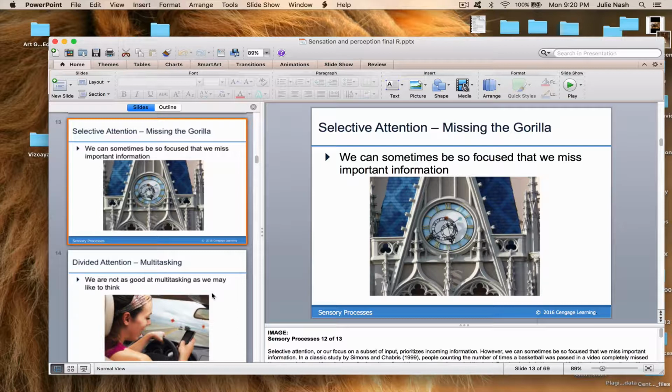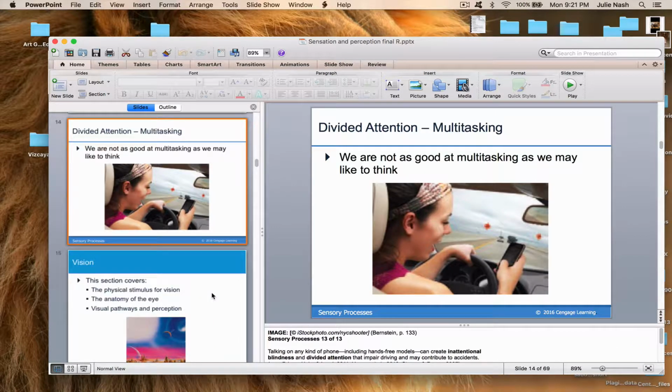The missing the gorilla part is an experiment that people did where they gave people a task in a circle. And as they were doing the task, a man dressed in a gorilla suit came out and waved behind them and then ran out of the room. The people were so engaged in the task because it was competitive that they never saw the gorilla in the room. So we are selective with our attention, and it is for a good thing, okay?